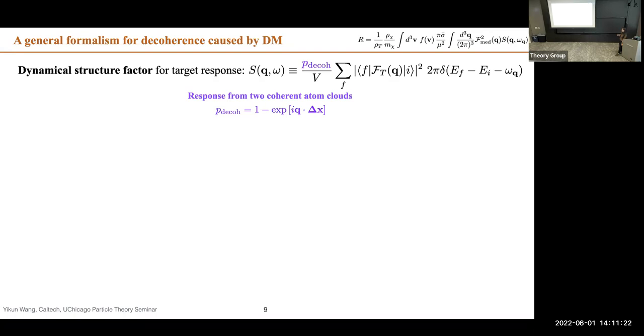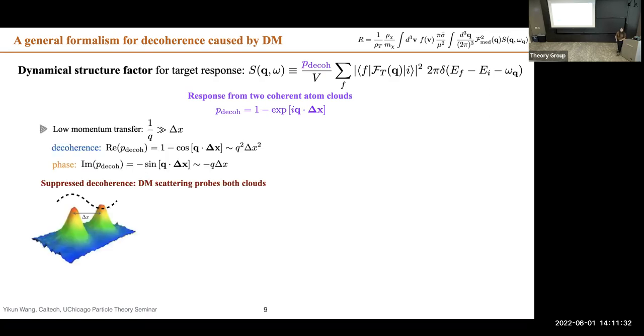Q is the momentum transfer dot delta x. Both are vectors. That is why our signal is actually directional. So despite its simple form, I want to talk about two limits to help you understand what is the most sensitive part of our range.